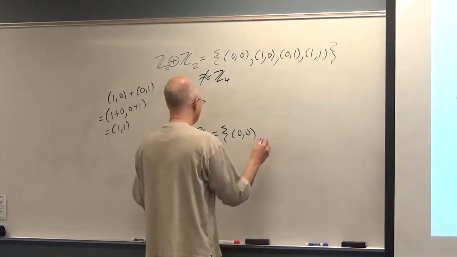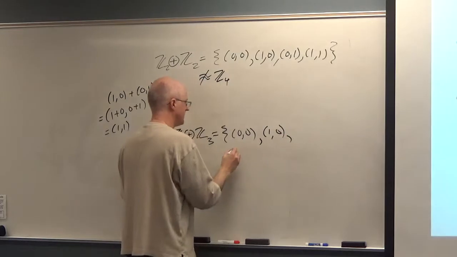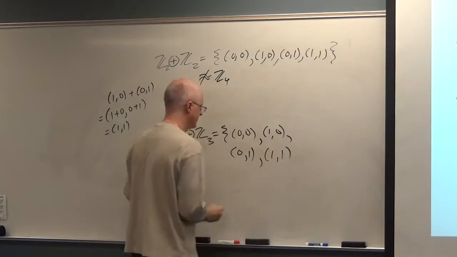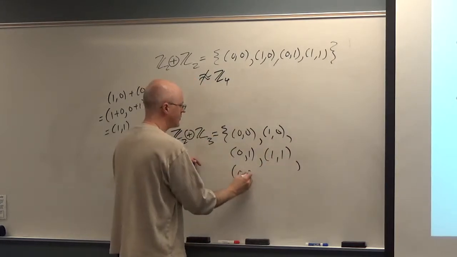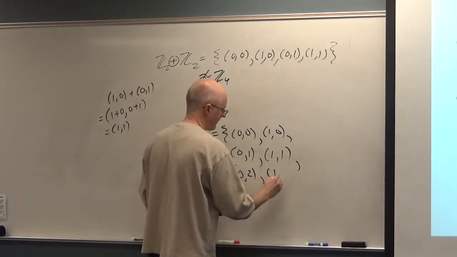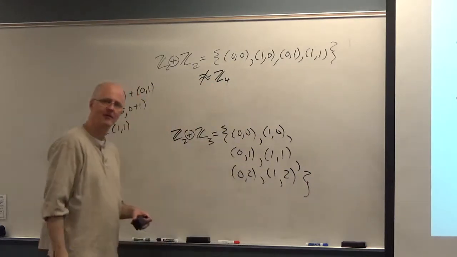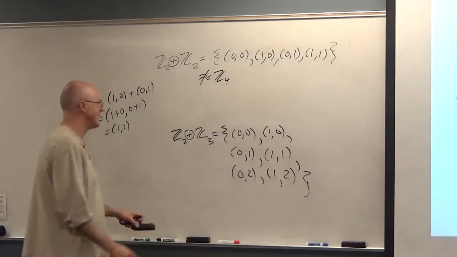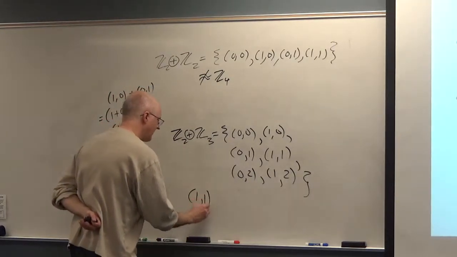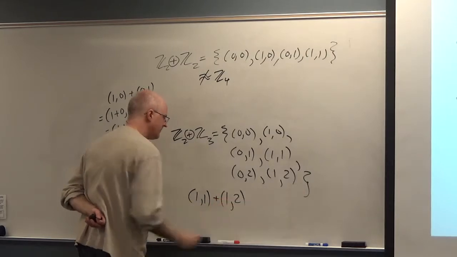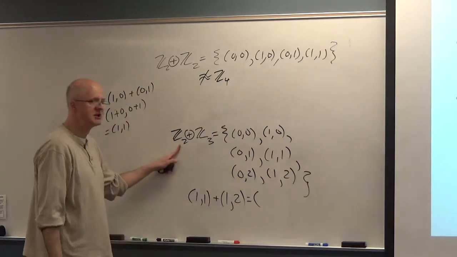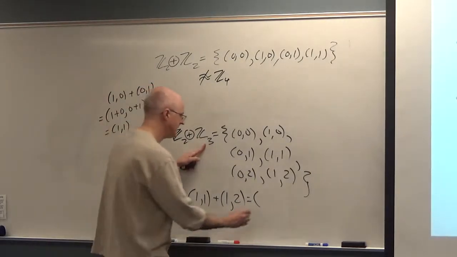0, 0, 1, 0, 0, 1, 1, 1, 0, 2, 1, 2. Those would be the 6 elements. Be a little extra careful when you do your group operations. It's done component-wise, but careful, the operation in Z2 is different than the operation in Z3.